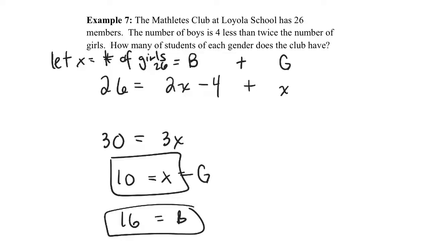You doubled, kind of doubled and subtracted. Yeah, I plugged it back into the number of boys statement right here. Double 10, take away 4, 16. Total number of people in the group, 26. This is the kind of problem you don't check X in the original equation. You use a logical sanity check. 10 plus 16 is 26, right? That's your check in this kind of a problem. Okay? 10 plus 16 is 26.